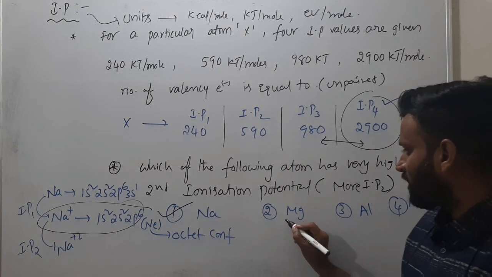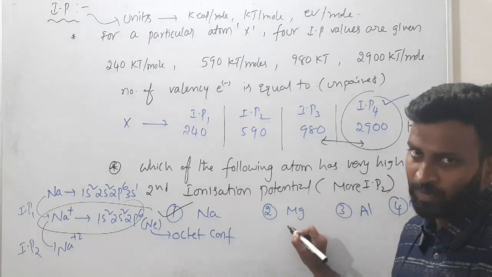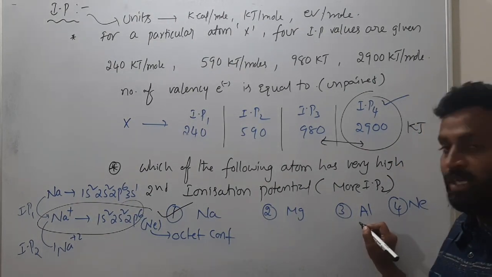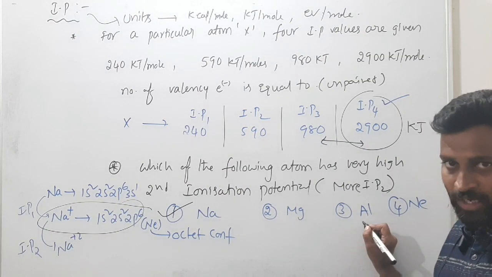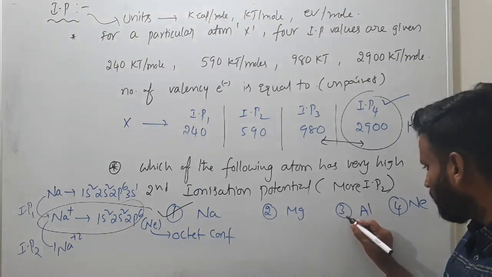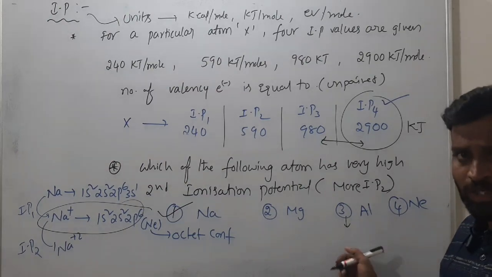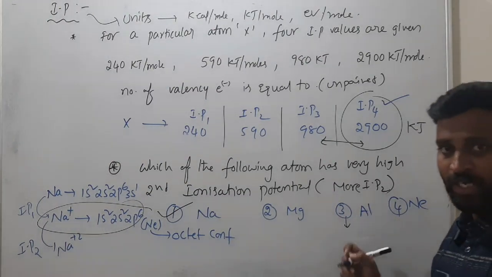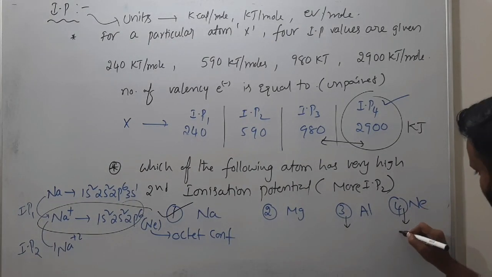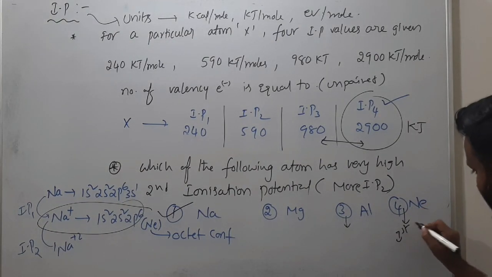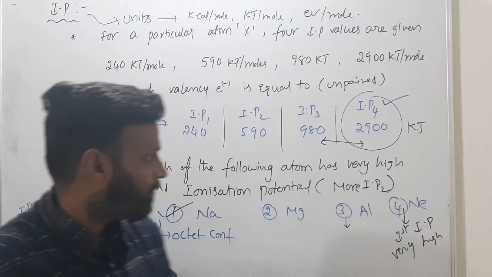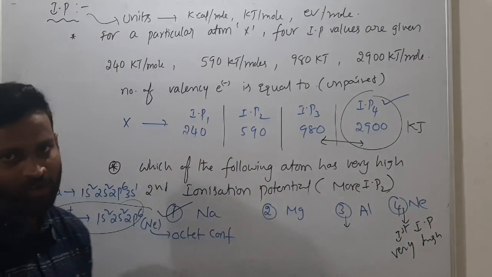Come to magnesium: 2 electrons you can remove, so IP1 as well as IP2 both are possible. And aluminium, 3 electrons you can remove, because the aluminium configuration is 1s2, 2s2, 2p6, 3s2, 3p1. But for neon, only the first IP is difficult. First IP is very high. Why is the first IP very high for neon? Because it is already stable neon.